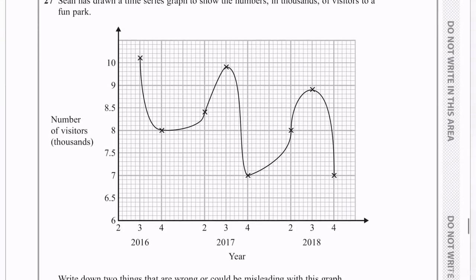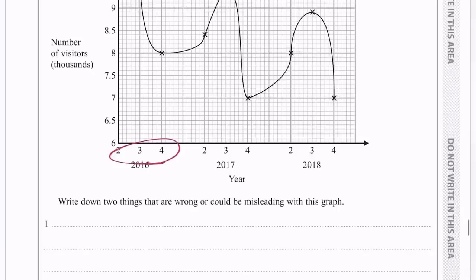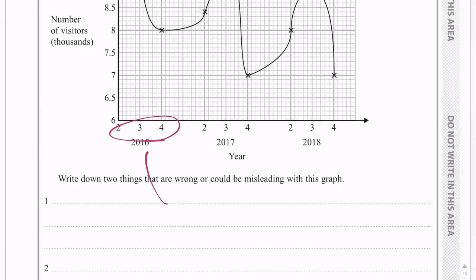The next one here, we've got a graph. It's asked us to write two things that are wrong or misleading with the graph. So misleading is good, because if you have a look down the bottom here, that's pretty misleading. It doesn't say what it is, so there's no labels. It's very bizarre that it goes 2, 3, 4 and maybe not 1, 2, 3, 4. So I would write something along the lines of the numbers here are misleading. Okay, we've got no labels, or it's not clear. Okay, so no labels and not clear.